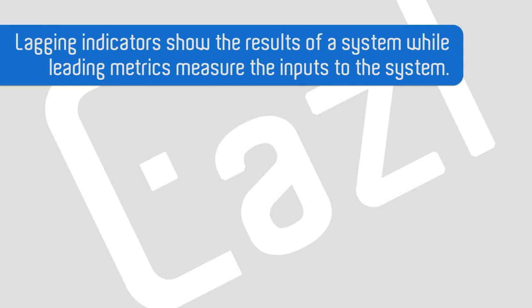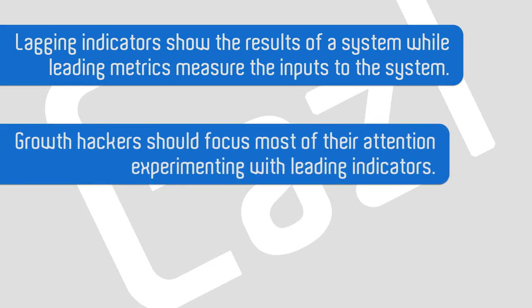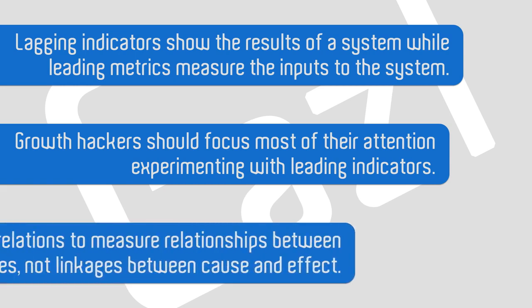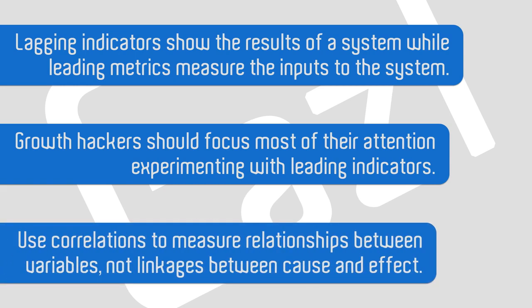So in summary, a lagging indicator shows the result of some system, whereas a leading metric would show the inputs to that system. Growth hackers have more control over the leading metrics and should focus their experiments there. Correlation is used to show relationships between variables, not causal links.